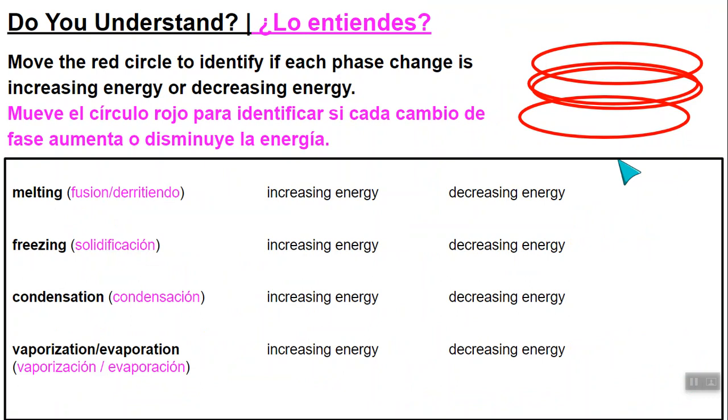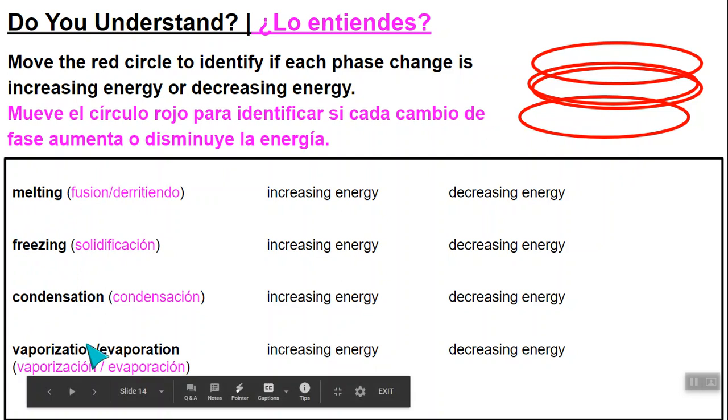All right. So now, let's see if you understand this activity. A ver si entendiste el experimento. Move the red circle to identify if each phase change is increasing energy or decreasing energy. Mueve el círculo rojo para identificar si cada cambio de fase aumenta o disminuye la energía. So you need to know these words, okay? Tienen que saber cada de esas palabras claves.